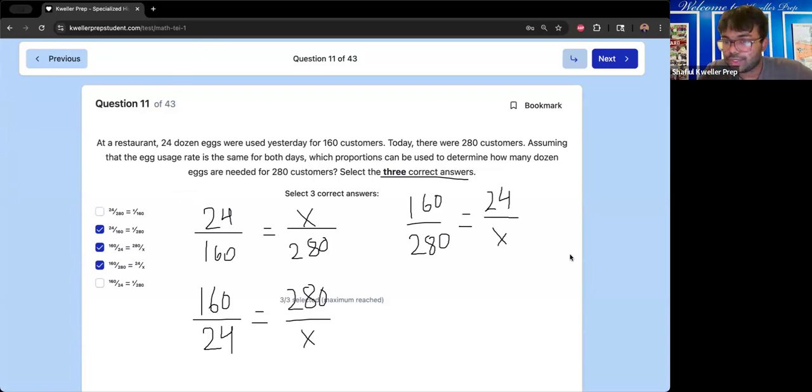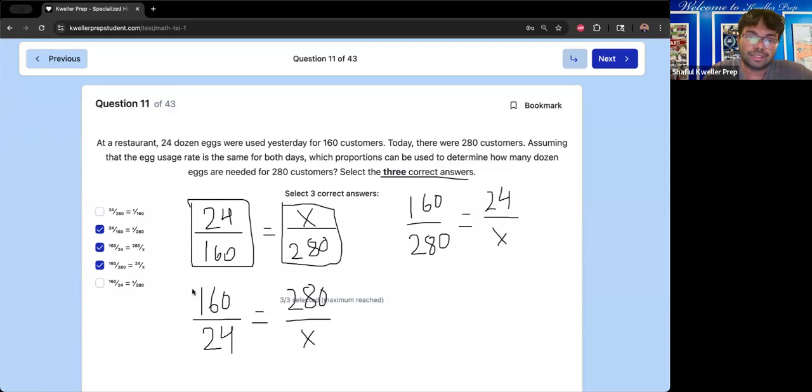Is this way better or ratio table better? Whatever is easiest for you. Since this question asks us for the different types of ratios, I'm going to go through each one and make sure they make sense to me. The first ratio, 24 over 160. This is restaurant during one day, and this is restaurant during the other day. Same thing here, restaurant during one day, restaurant during the other day.